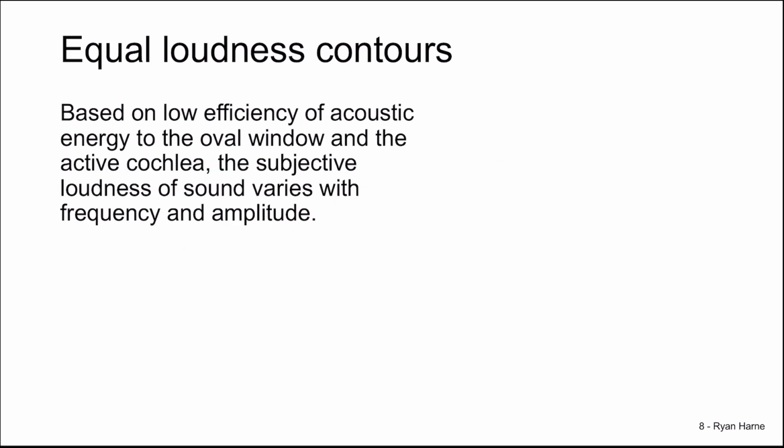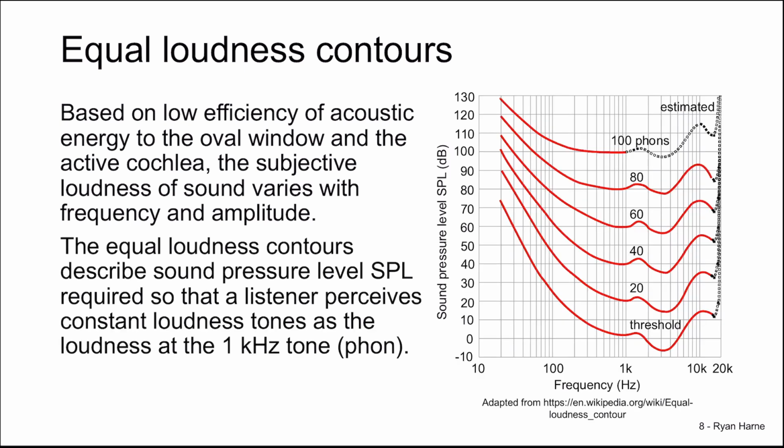We recognize this type of amplitude sensitivity in what are called the equal loudness contours. Based on the low efficiency of acoustic energy to the oval window and through the active cochlea, subjective loudness of sounds varies based on the frequency and amplitude. This plot helps us understand this. It's shown in terms of phones or fons, which are a perceptive quantity of loudness.